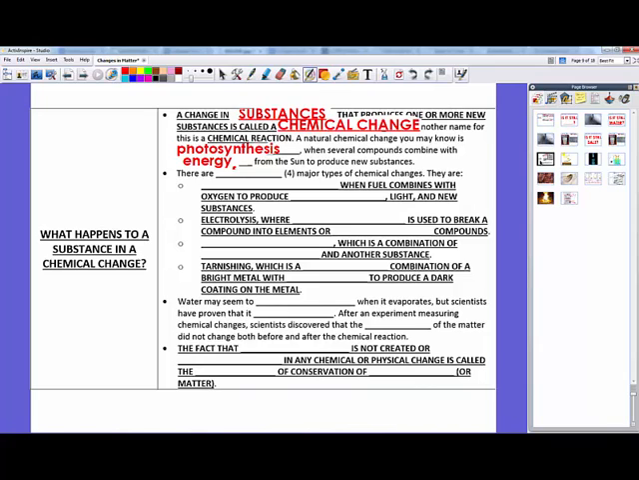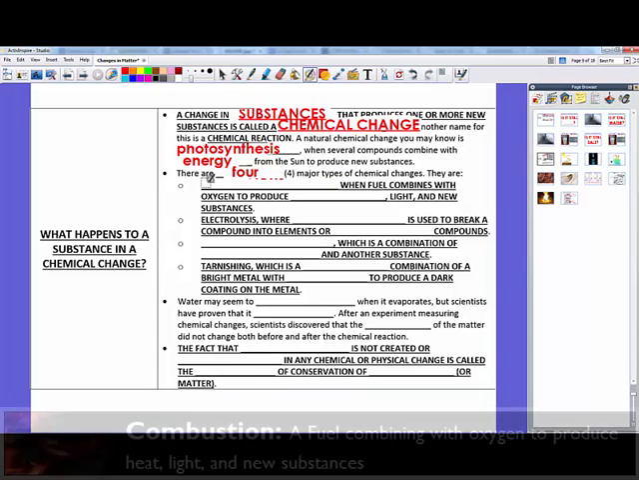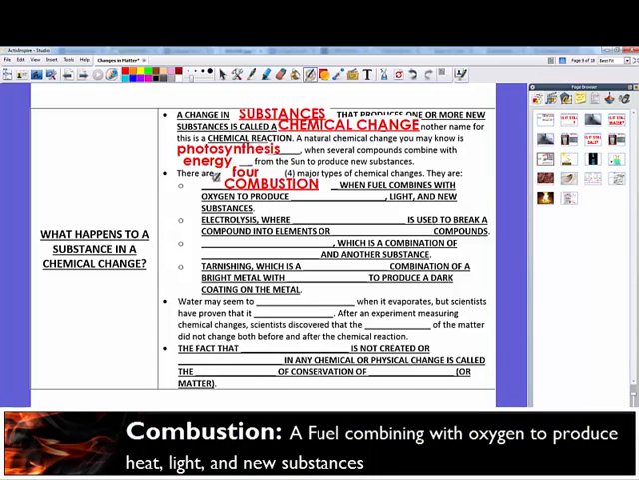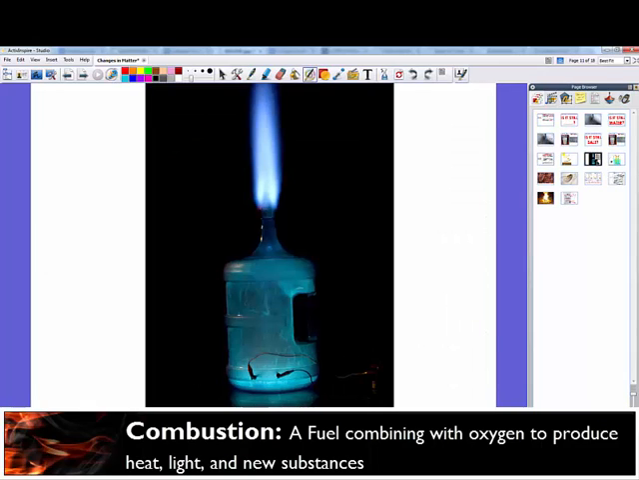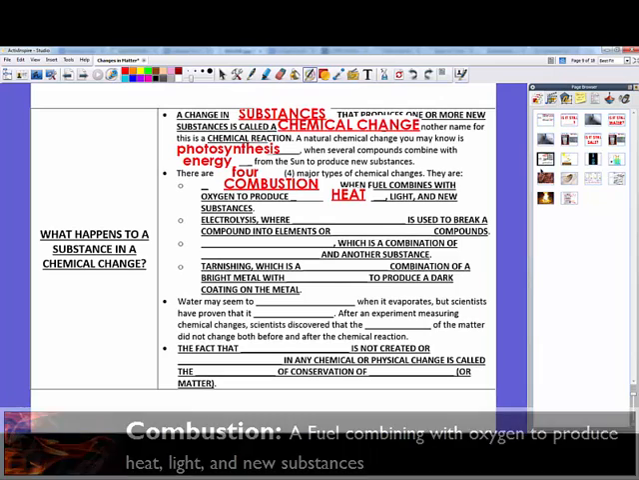And there are four major types of chemical changes. We're going to look at some cool examples of each right here. So there's four examples that we need to know. The first one is combustion. Combustion is when fuel combines with oxygen to produce heat, light, and new substances. You know, explosions, fires, stuff like that. Whenever you do something like this, an ethanol gets lit up through an electric charge. That is a chemical change. Okay, so combustion is the first one.